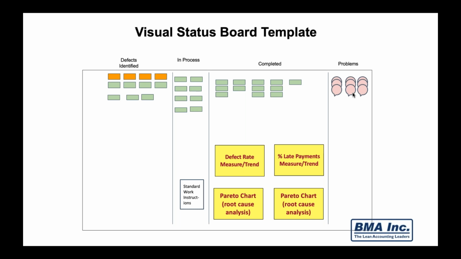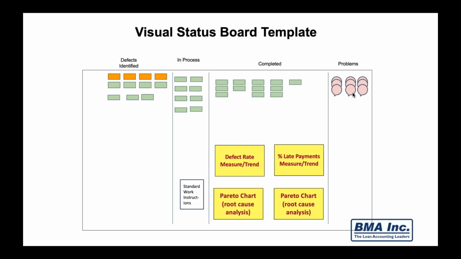Problems and issues: you want to also make any problem or issue related to resolving the defect visible. You also want to show the trends. So what's the defect rate? And then what are the root causes, the primary root causes? What's the percentage of late payment? And what are the root causes? You can show the numbers. You can show a graph showing the trend over the last few months. And then you also want standard work. And the standard work is who does what by when to resolve these defects.